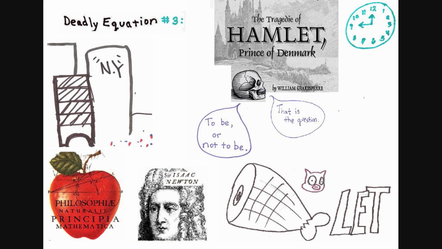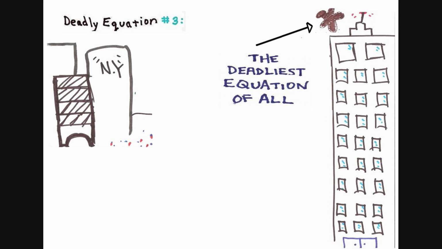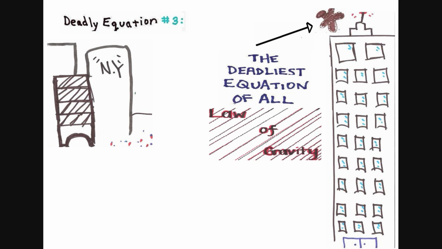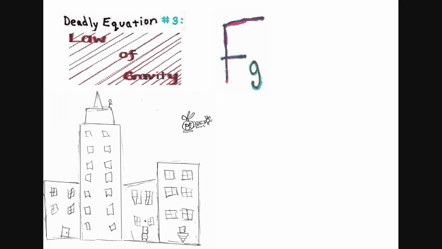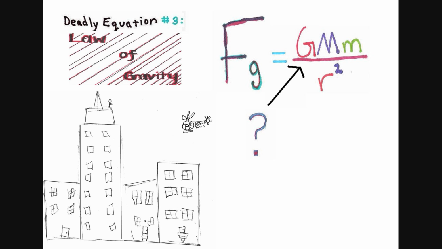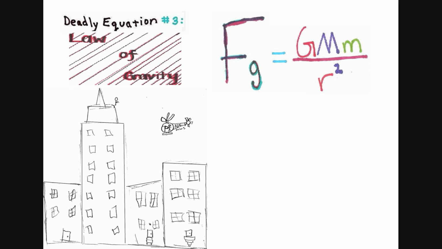Is that King Kong up there? No, it's the deadliest equation of all, the law of gravity. The force of gravity between 2 objects is directly proportional to the product of the 2 masses and is inversely proportional to the square of the distance between the objects. Well, what does capital G stand for? I'll tell you when you're older.